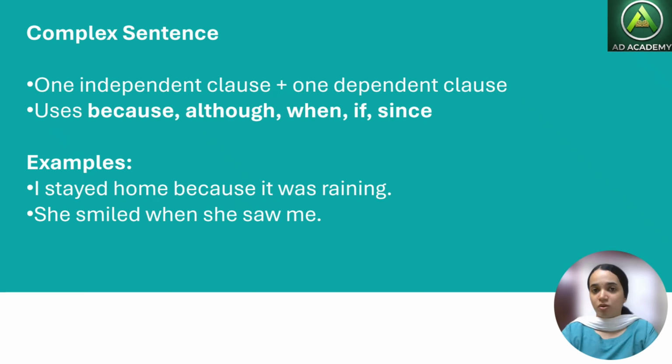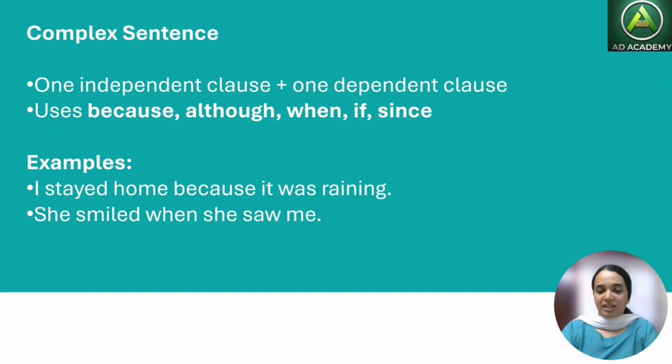When I added because to it, because it was raining. So why? What happened? Because it was raining? That doesn't make sense. When I added the first part, I stayed home, that's a reason. So when we say it's a complex sentence, it has one independent clause, I stayed home, and because it was raining, which we can consider as one dependent clause that needs some other words to complete its meaning.